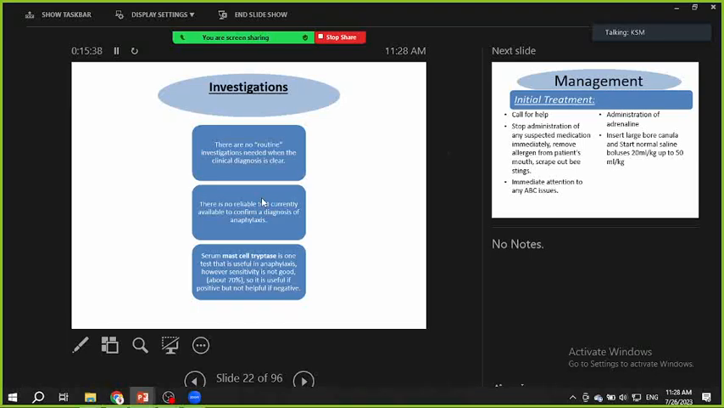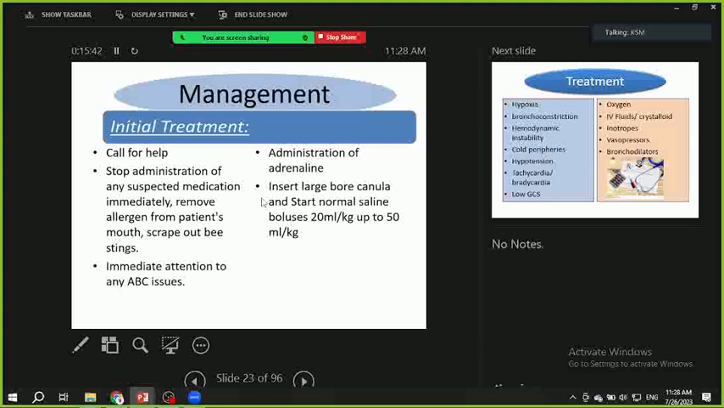Right, these are all the clinical features and the investigation. Now we'll come to the next part. I have another 20 minutes. Right, so far I think medical students and all can understand.